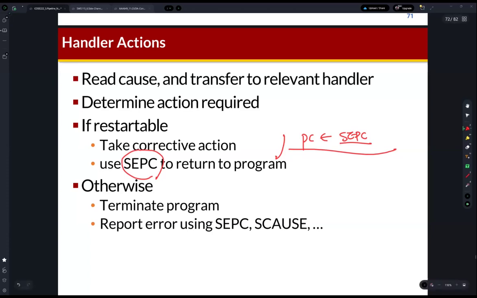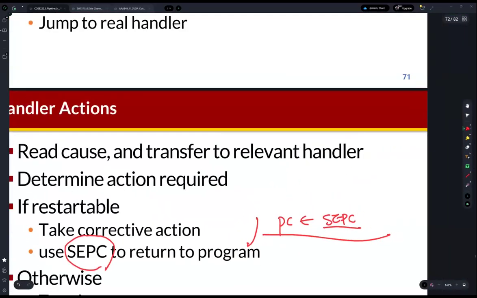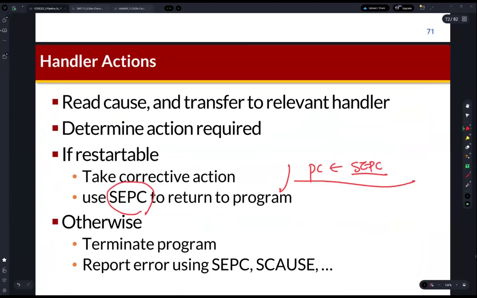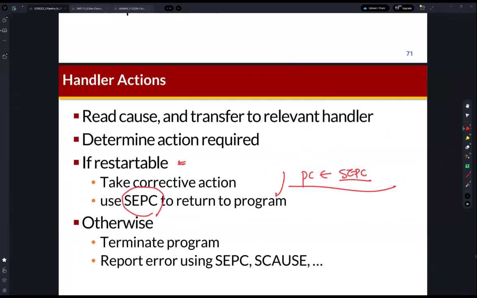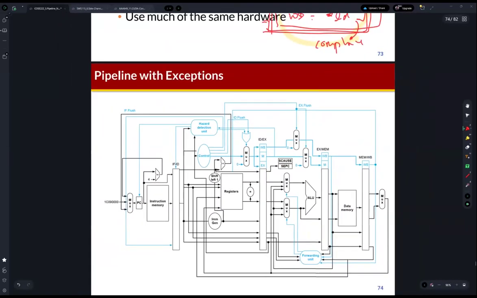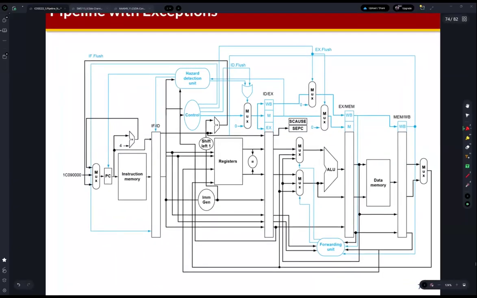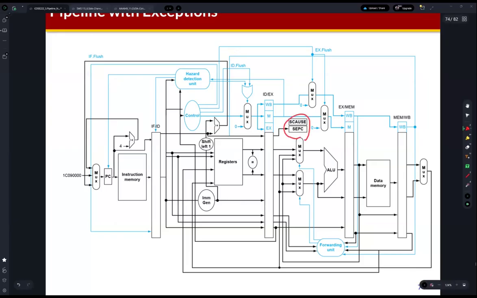Actually, we will learn about virtual memory later. A restartable exception event is the page fault. Okay, so we'll learn later. Okay, that's how exceptions are handled in the pipeline architecture. So these are some hardware components that are required for supporting exceptions. Okay, so you can find the SEPC and then SCAUSE.